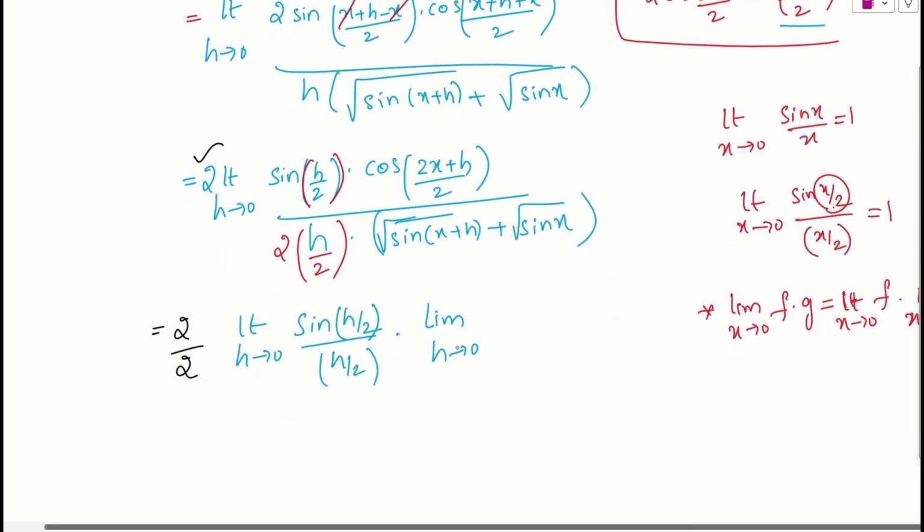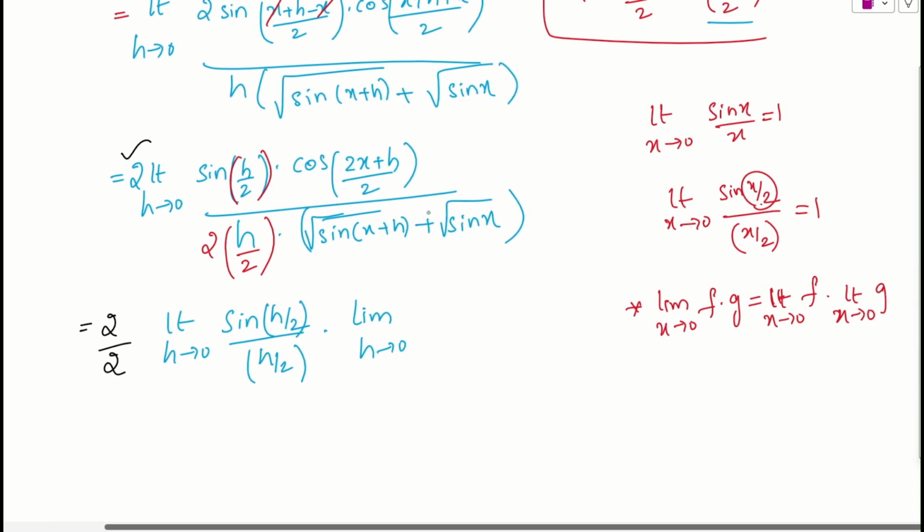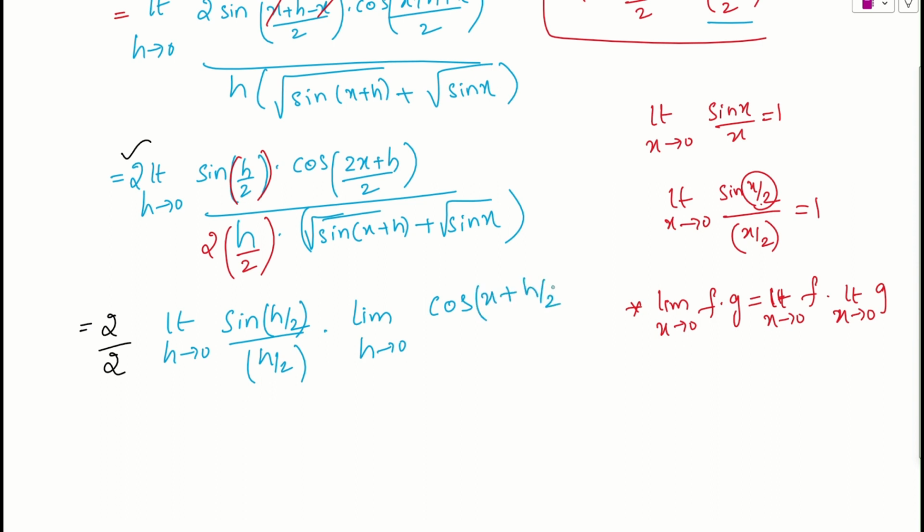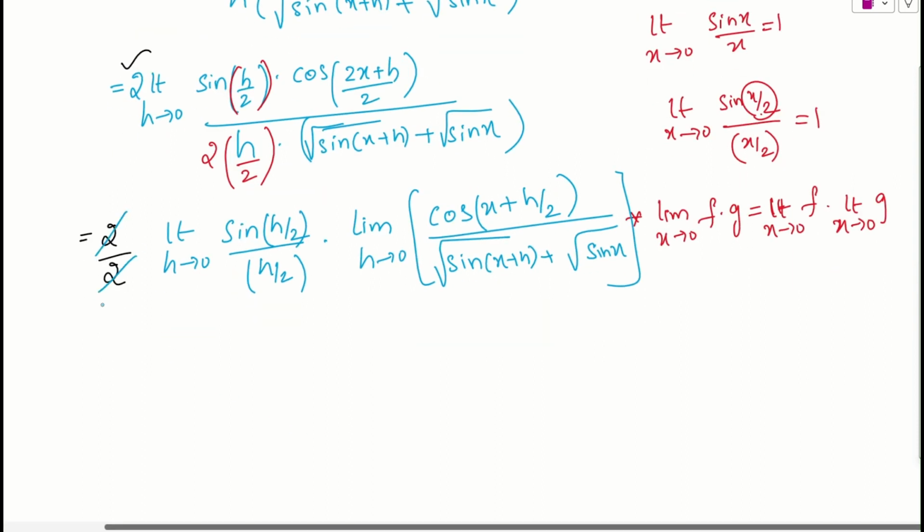Is it okay? So I'll be taking the right side part. What is the right side? This is cos of, if you split it out, x plus h by 2. I have taken the LCM, so the denominator will be root of sine of (x plus h) plus root of sine x. I think up to here you have no doubt. If you have any doubts, you can let me know. So from this, can I cancel the 2s? What is this sine h by 2 over h by 2? It will simply be 1.